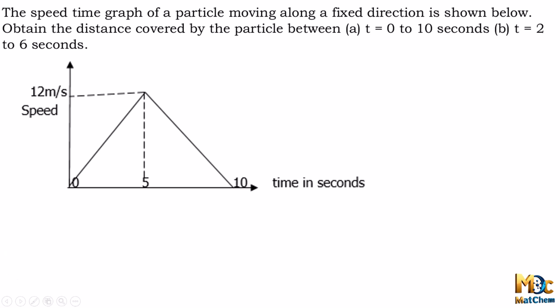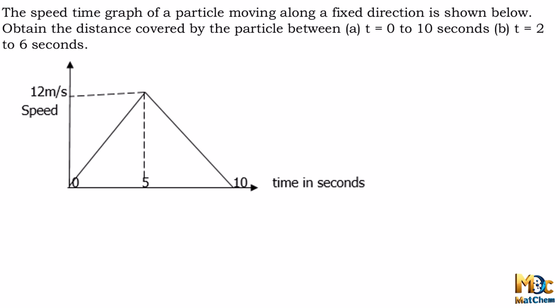In this particular video, we will be discussing a problem from the chapter Motion in a Straight Line in the class 11 NCERT Plus One textbook. The question is: the speed-time curve of a particle moving along a fixed direction, that means it is in motion in one straight line, is given below. Obtain the distance covered by the particle between time t equal to 0 to 10 seconds, and b, t equal to 2 to 6 seconds.